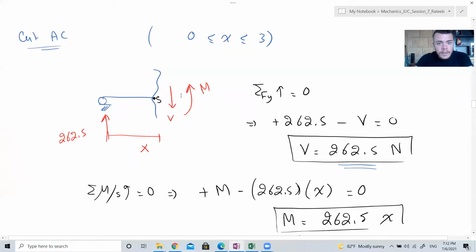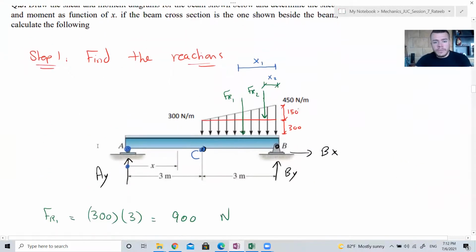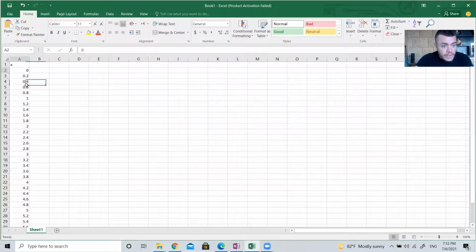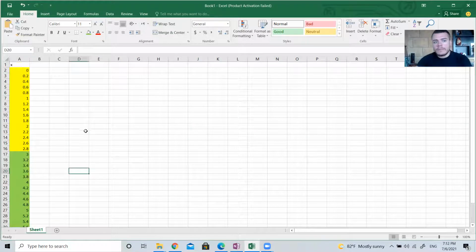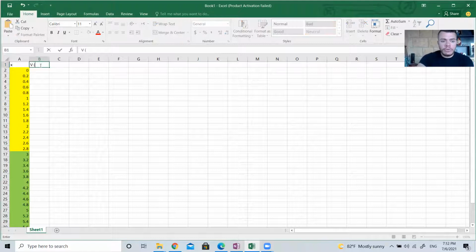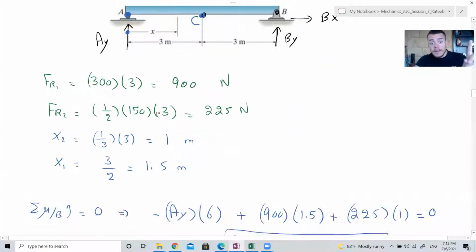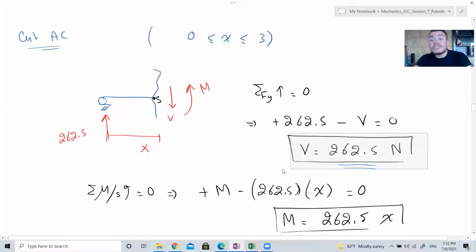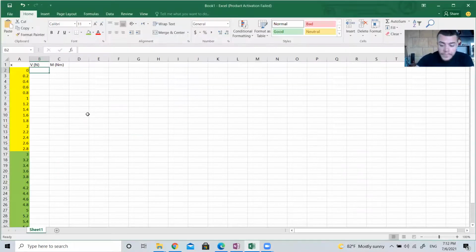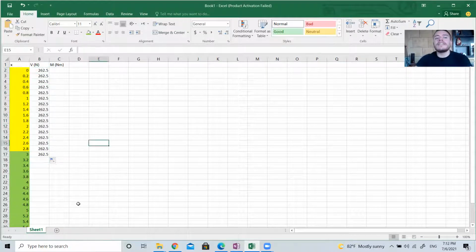According to x, it goes between 0 and 6. Now between 0 and 3 we have one cut, and between 3 and 6 we have another cut. Here I'll put the shear in newtons, and here the moment in newton meters. In the first cut, between 0 and 3, the shear is constant, 262.5, so I put 262.5 here and drag it up until it reaches 3.